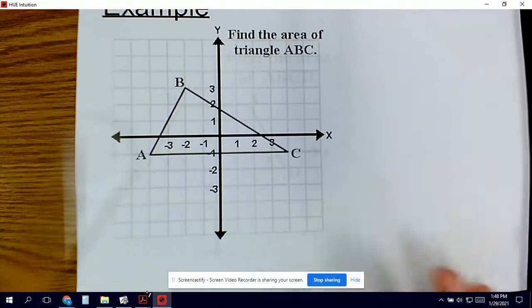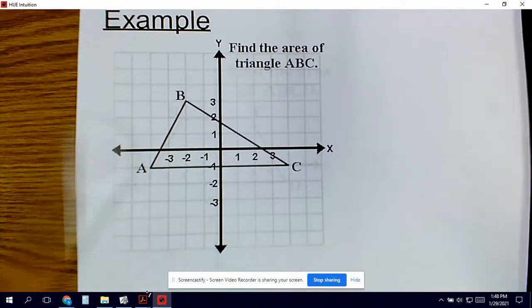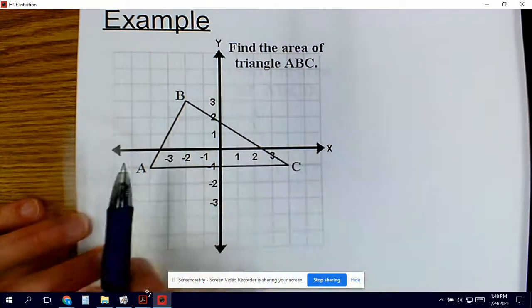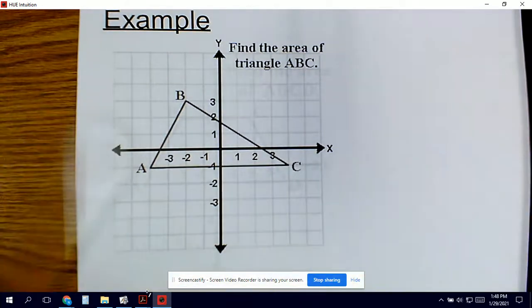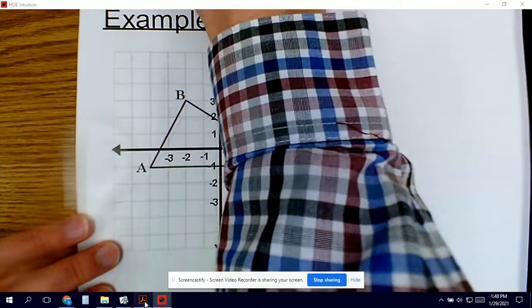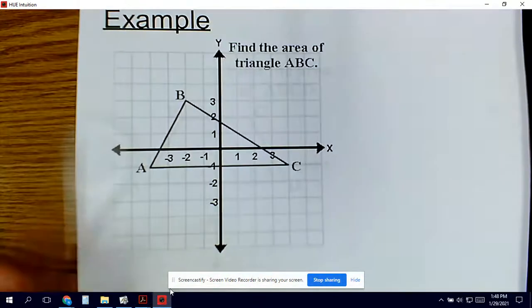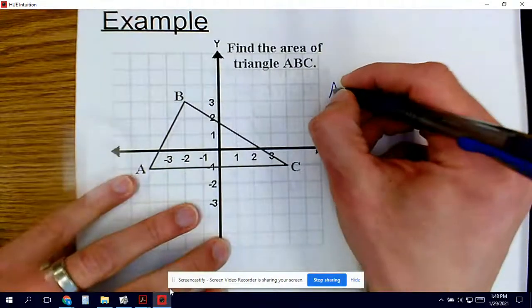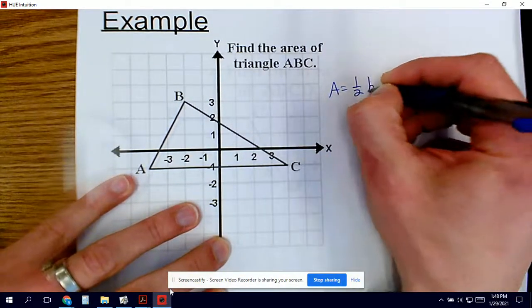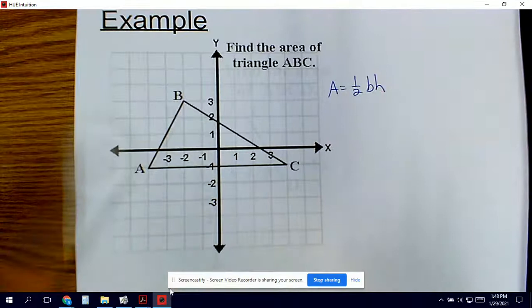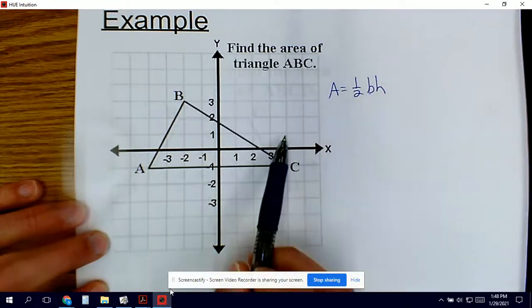All right, so our first object is up here on the screen. We are going to find the area of triangle ABC. So step one, identify the figure. We know this is a triangle. So from your formula sheet, if you need to pull it up, our formula for area of a triangle, area equals 1/2 BH. So we're going to copy that formula down first. Area equals 1/2 BH.